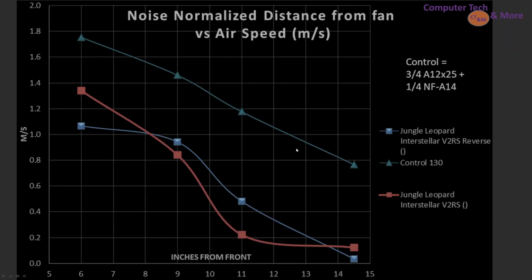To compare against, I have the control fan, which is 3 parts A12x25 original to 1 part A14, creating a blended 120mm class fan. On here, I have the regular edition and the reverse of this exact same fan, the V2RS, because I have both versions. And it's pretty clear that the reverse and the regular have very similar airflows, which is good. They share the exact same blade design, just whether it's forward or backwards.